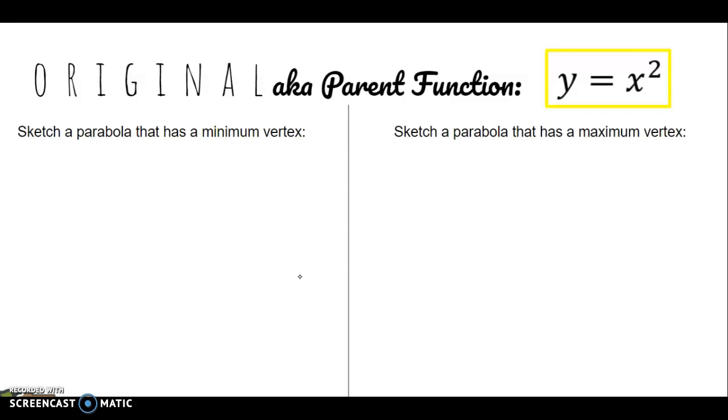If we forgot, you can go to Desmos and type this in: y equals x squared. That'll give you an idea of what they start to look like. The original, I'm going to often call the parent function. That is how it starts before we start moving it around on the graph.